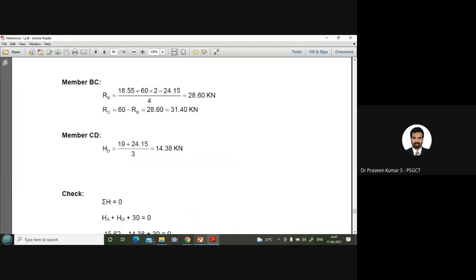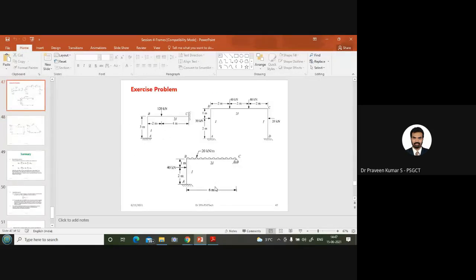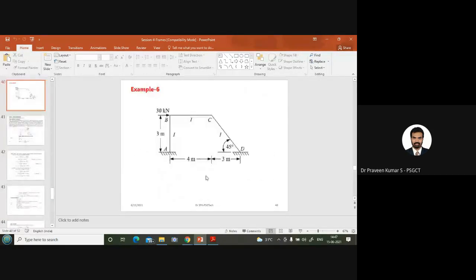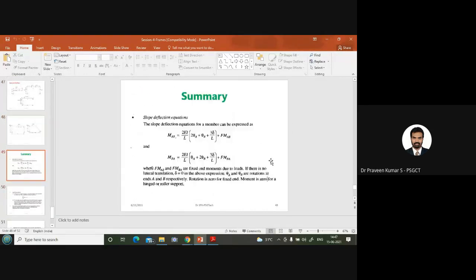Since we are at the end of the session, I just want to summarize. So far we have completed problems of inclined supports at the end, and then we shifted to the tutorials. Now it is the final touch of the summary.